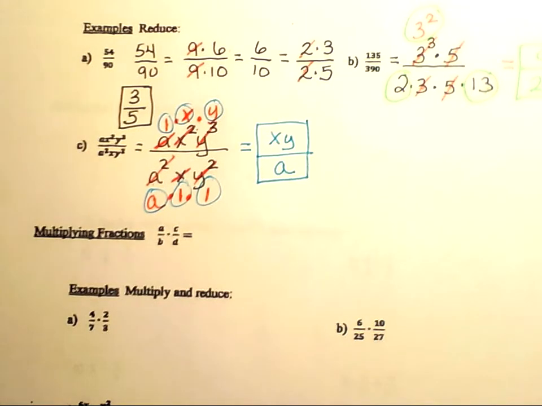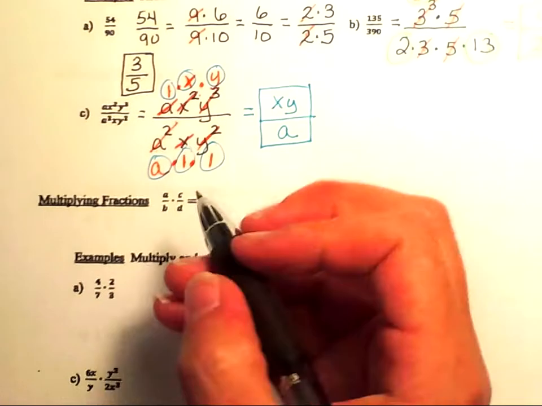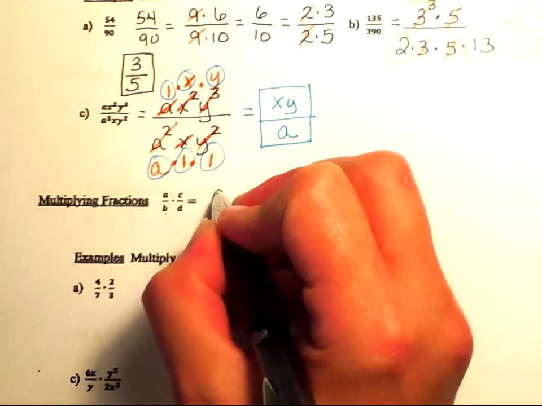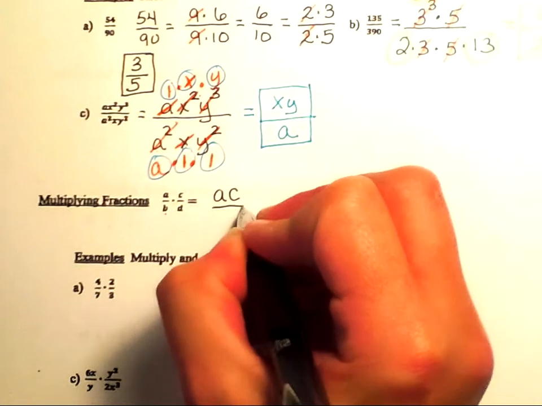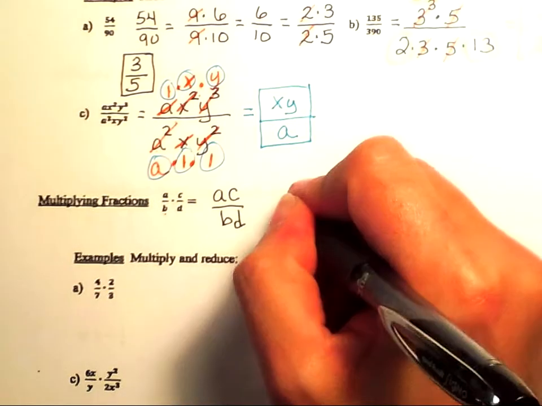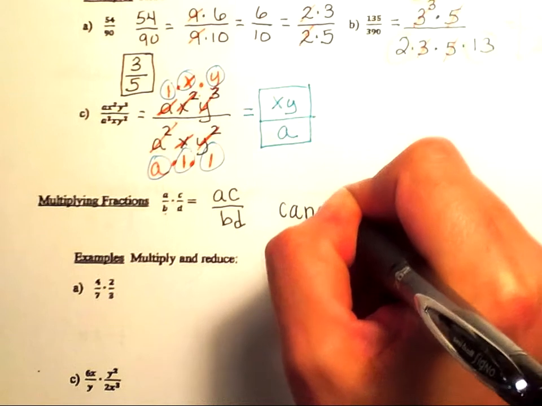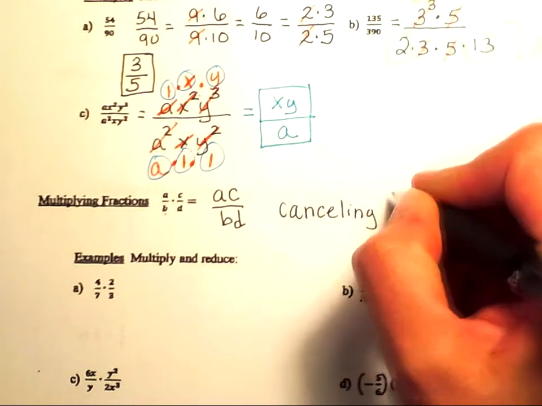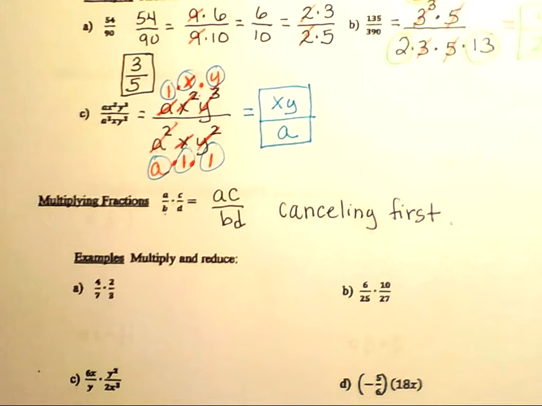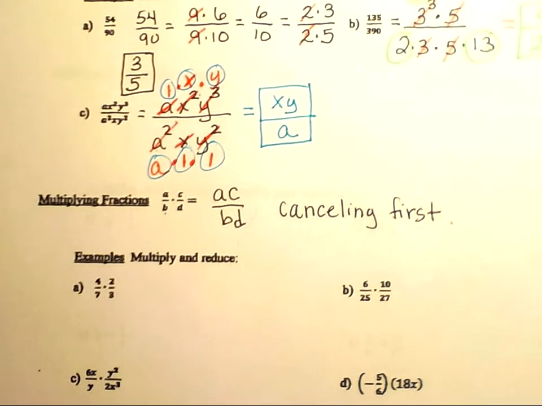Now let's do some multiplication. When you're multiplying fractions, a over b times c over d, you can just multiply across to get a times c over b times d. But we would like to do canceling first because it will make our answer reduced. Otherwise we would have to multiply and then reduce. Lots of times we forget to reduce.